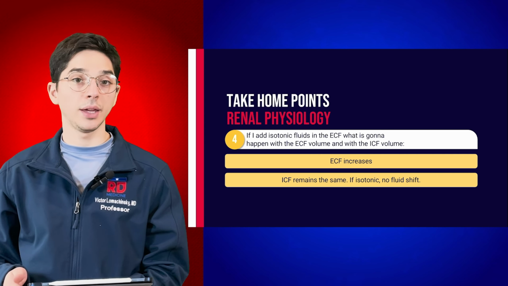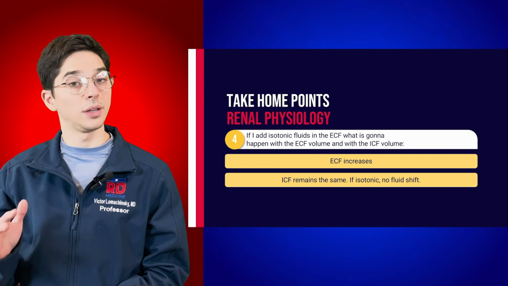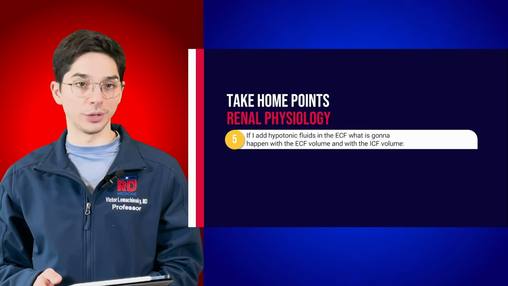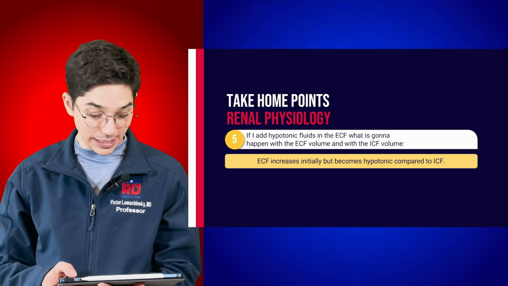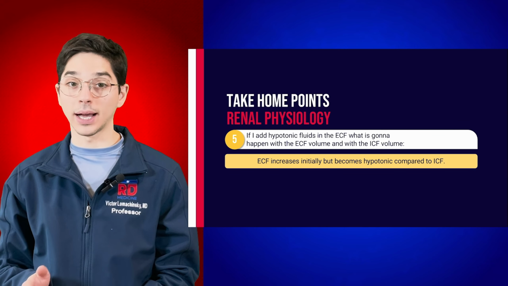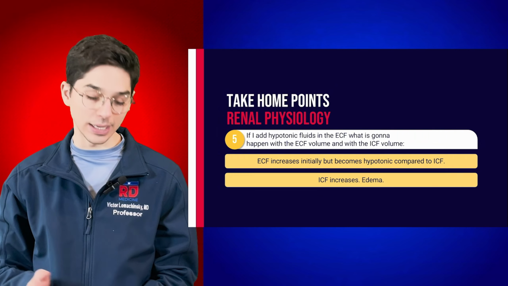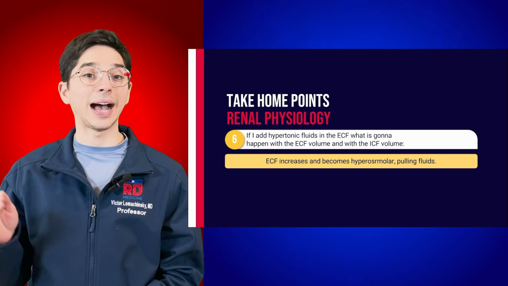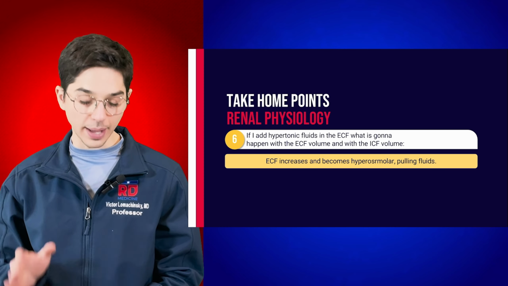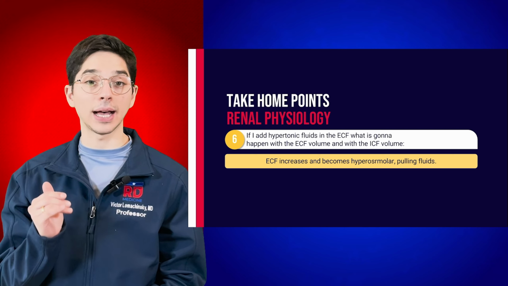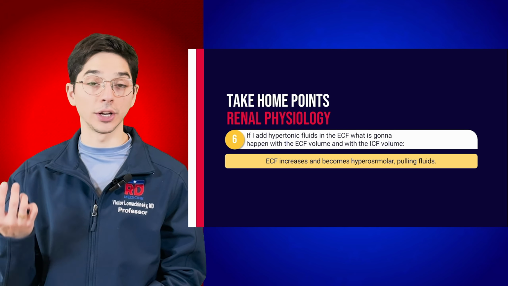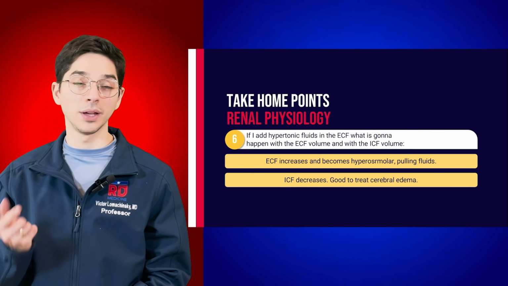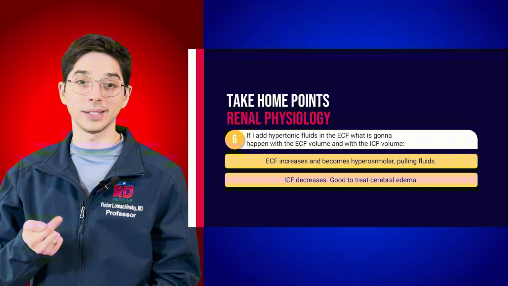So, as we said, if I add isotonic fluids, ECF increases, ICF remains the same. If I add hypotonic fluids, what happens is that ECF increases, but becomes hypotonic, right? So, guess what? ICF increases as well. There is edema. If, on the other hand, we add hypertonic fluids, what happens is the ECF increases and becomes hyperosmolar, meaning it's going to start to pull fluids. The ICF then decreases in volume. This is an effective way to treat things like cerebral edema.